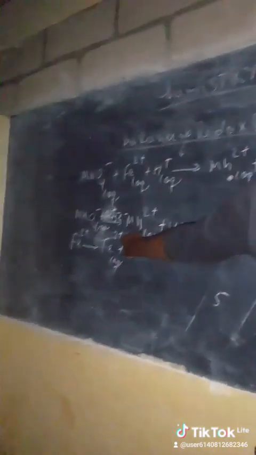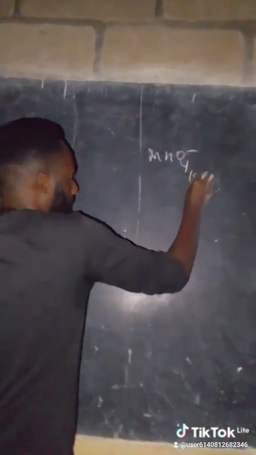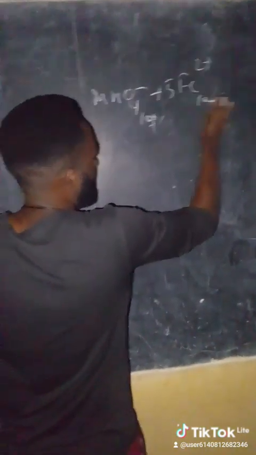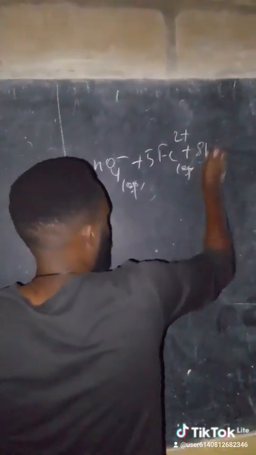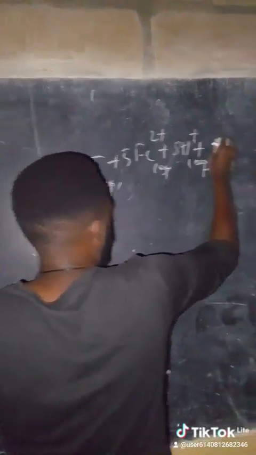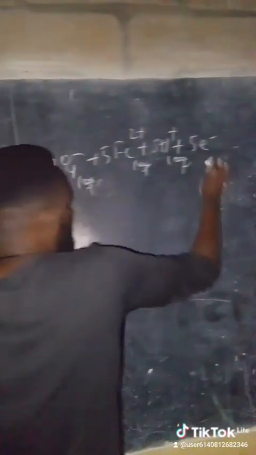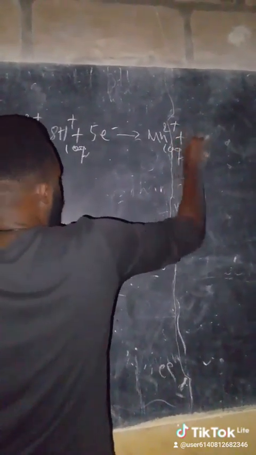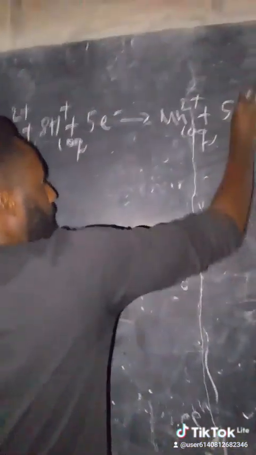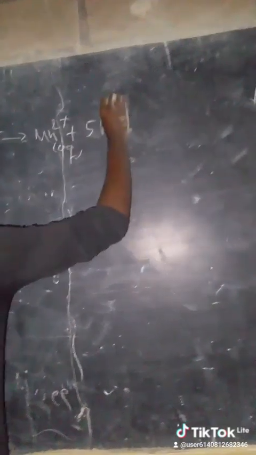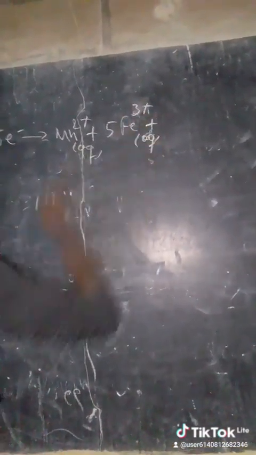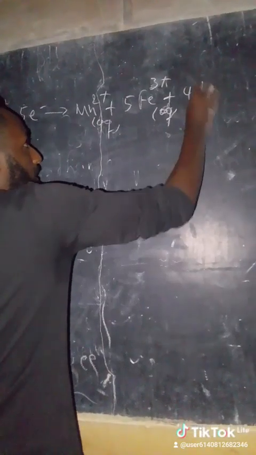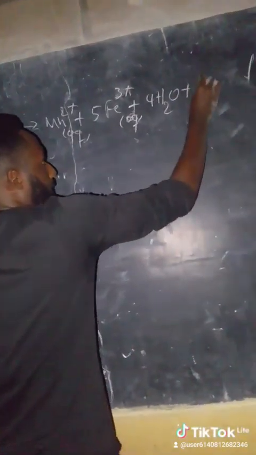Here we have manganate ions react with 5 moles of iron 2 ions, react with 8 protons plus 5 electrons, produce what we call manganese 2 ions plus 5 iron 3 ions plus 5 electrons plus 4 moles of water.